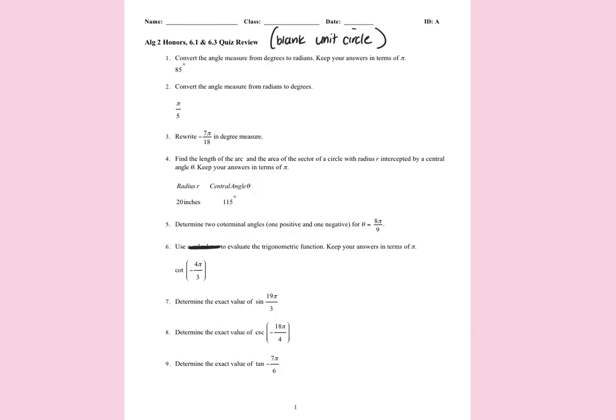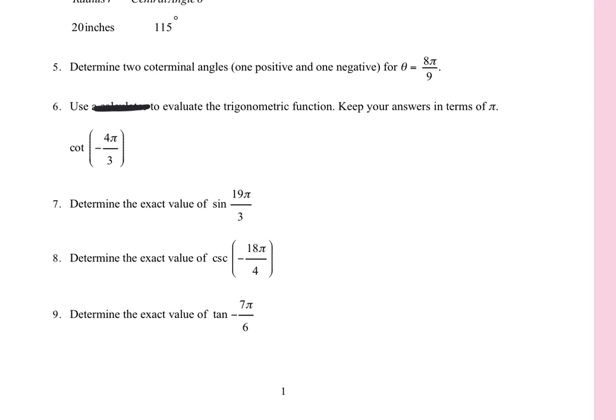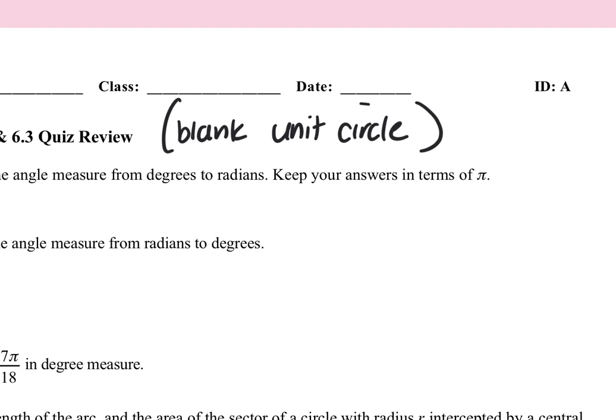Your quiz review is on Canvas, okay? The solutions are also there. Number 6 says use a calculator. You won't be using a calculator. It actually says use a calculator, and then it says keep your answer in terms of pi. You'll be keeping your answer in terms of pi. You won't be using a calculator, so don't use a calculator on the entire review. And then again, make sure you know your blank unit circle, okay? You'll be filling that in.